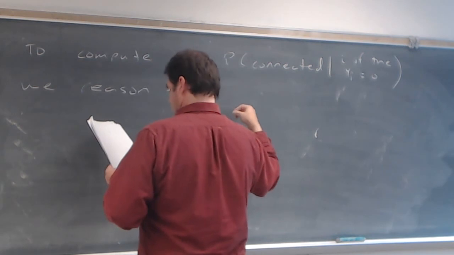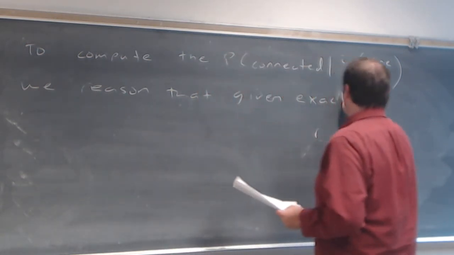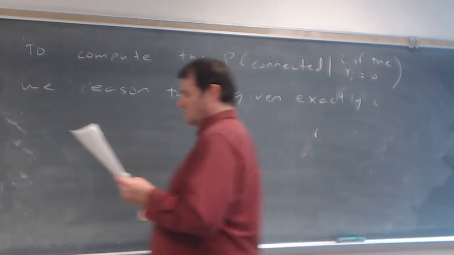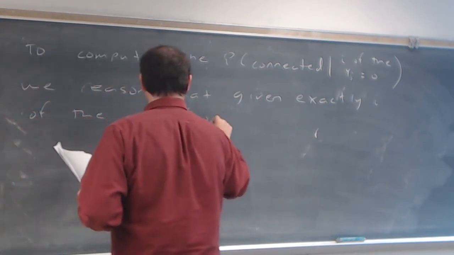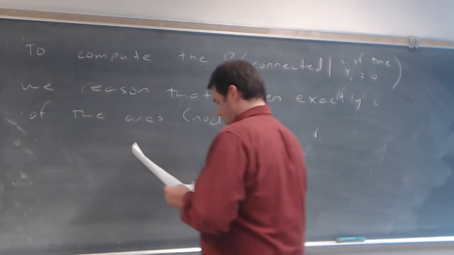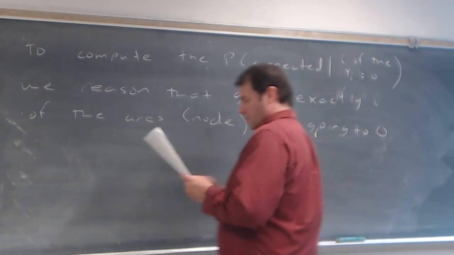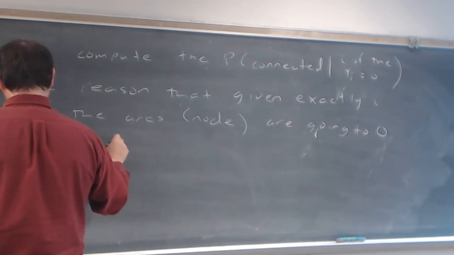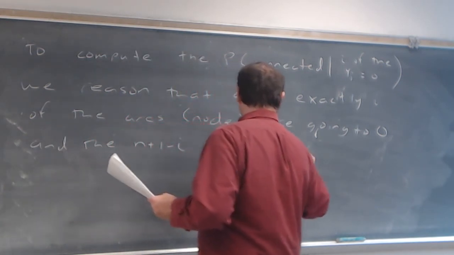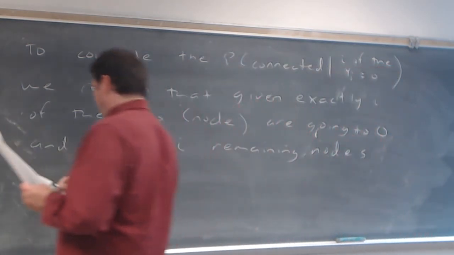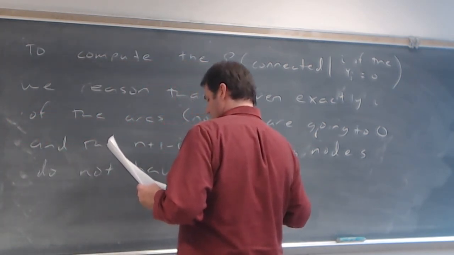We reason that given exactly i of the arcs, remember that's the nodes in 1 through n plus 1, are going to zero, the n plus 1 minus i remaining nodes do not have arcs to the 0 node.